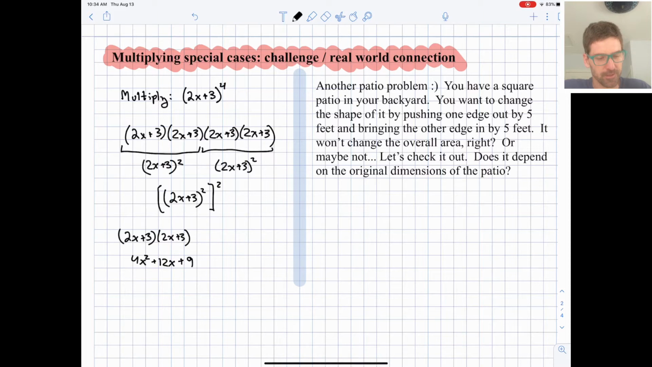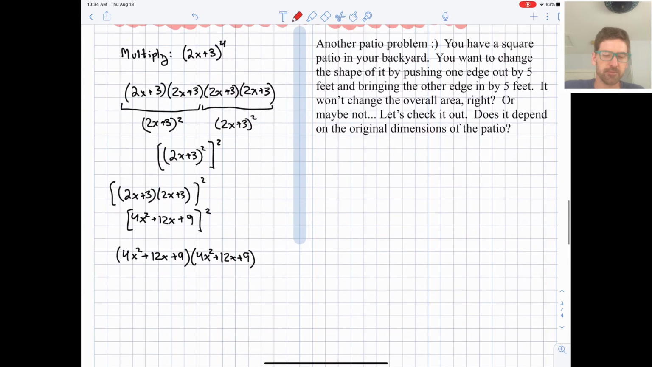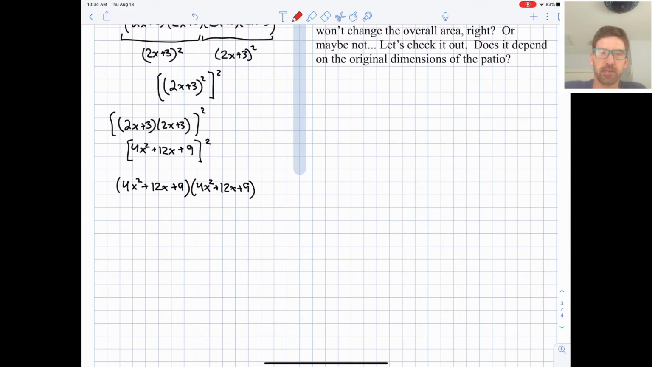Let's make sure we're being careful with our notation here to represent what we're working on. To square this, we again need to multiply it by itself. We can't just distribute the exponent through. So I'm going to turn this into 4x squared plus 12x plus 9 times another 4x squared plus 12x plus 9. The challenge here is to make sure each term in the first set of parentheses gets multiplied by each term in the second set of parentheses.